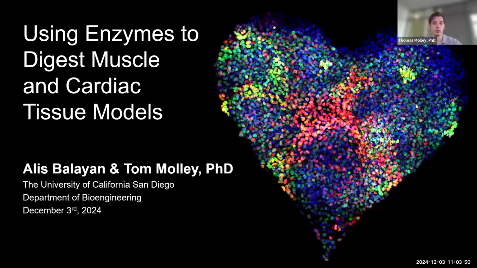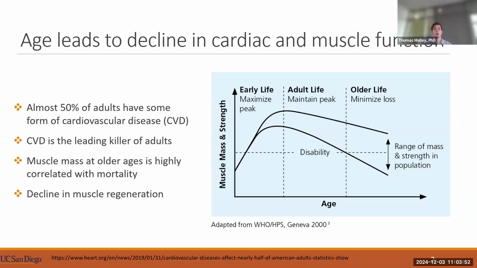Our research, Alice's and mine in our laboratory, is highly driven by the fact that age causes a lot of decline, particularly in cardiac and muscle function. Most adults have some form of cardiovascular disease, and it's a leading killer of adults worldwide. This is a pathology that appears more as people age. A lot of patients at young ages aren't really afflicted until they reach an older age.